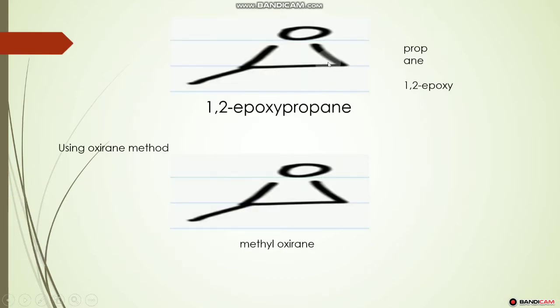Now let's look at the substituted epoxide. For the IUPAC rules, we will still identify and highlight the parent chain. So in this case, this is the parent chain. And let's do the numbering so that the epoxide gets the lowest number. So we can start from the right. So this is number 1.